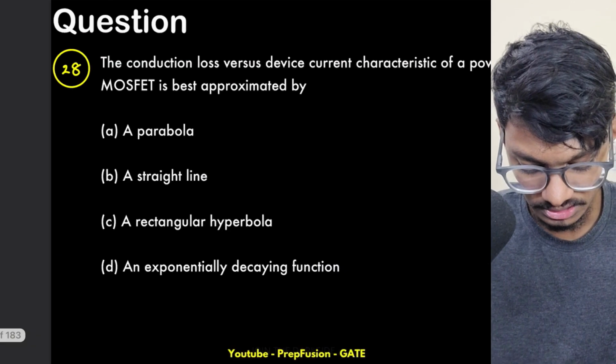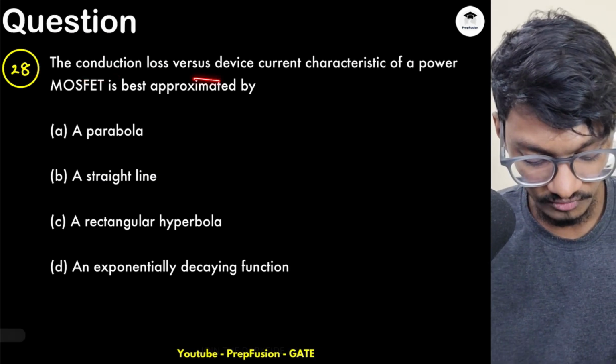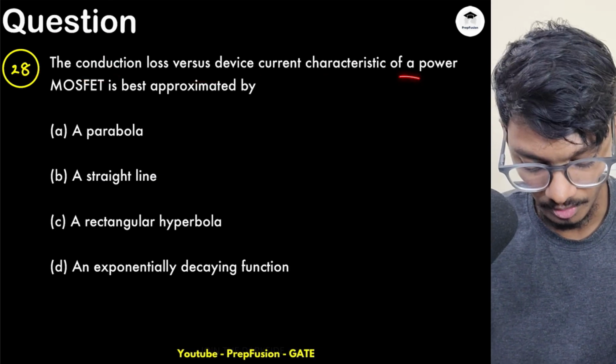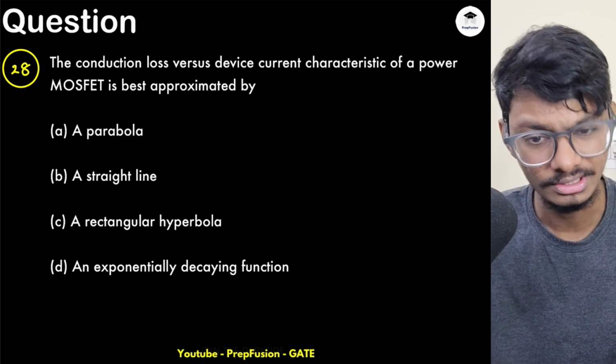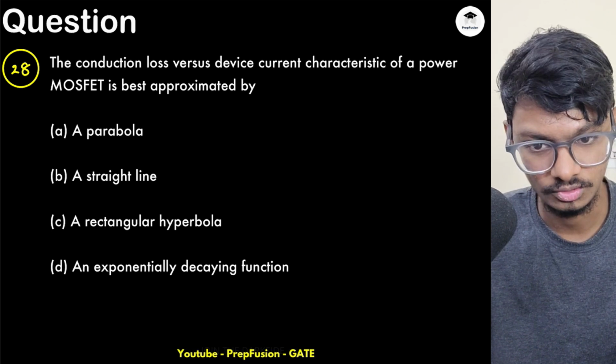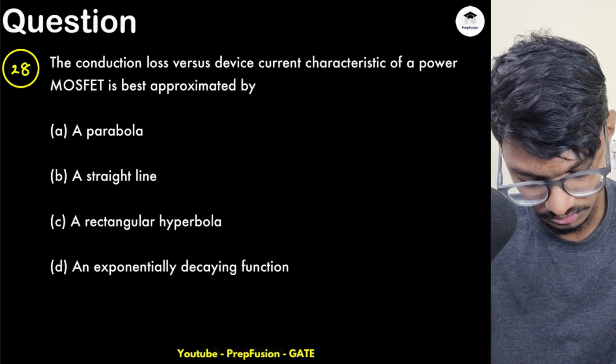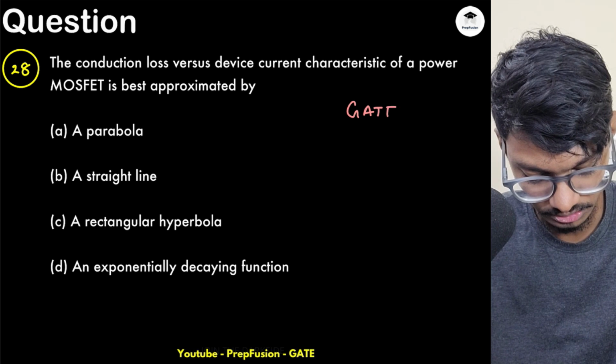Okay. Next is this. The conduction loss versus device current characteristics of a power MOSFET is best approximated by what? So this is a good question. Basically, what are they asking? This is also a GATE question. I don't remember which year this is. So this is also a GATE question.